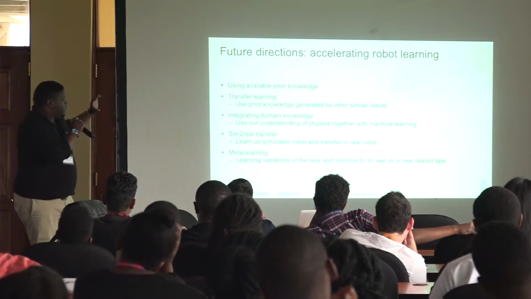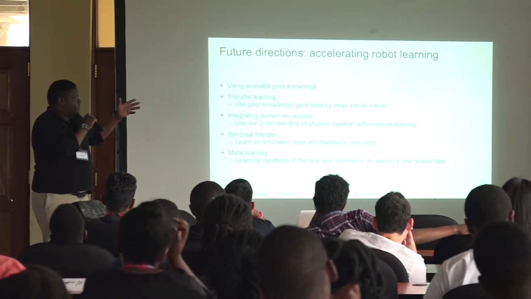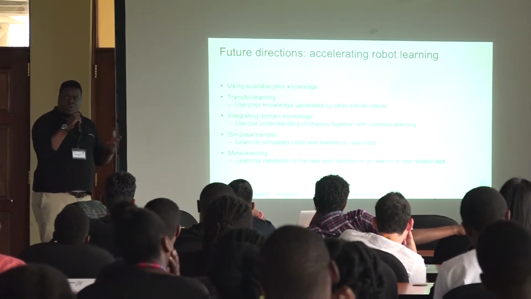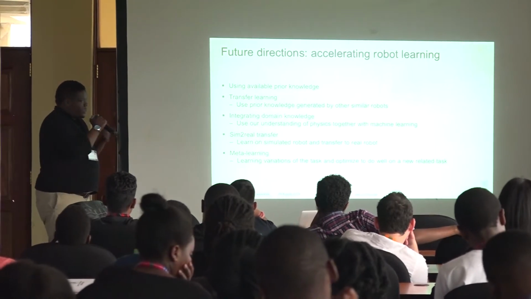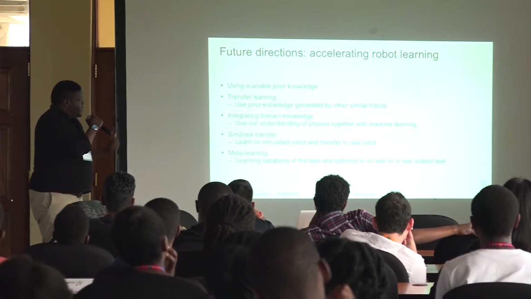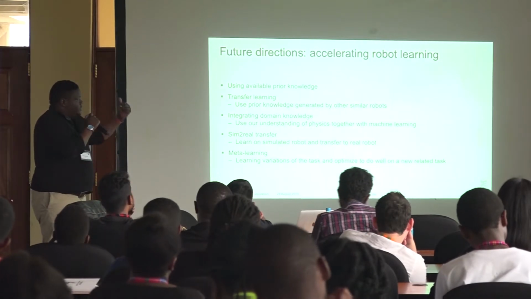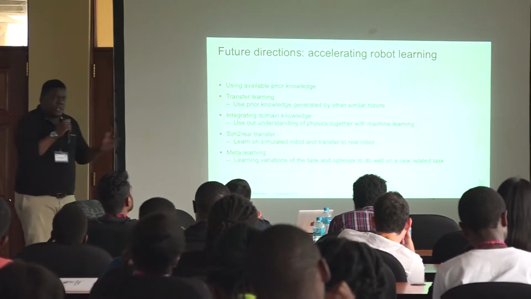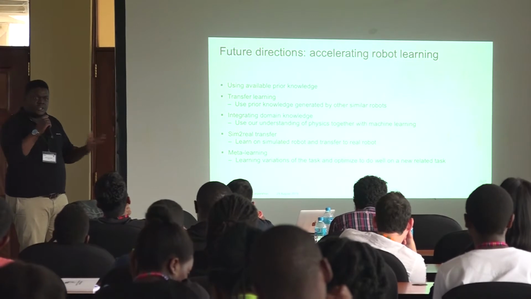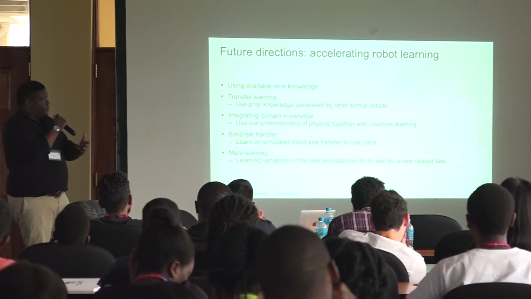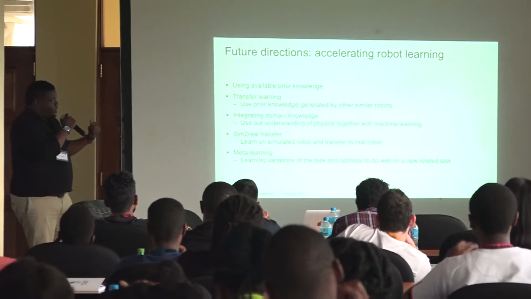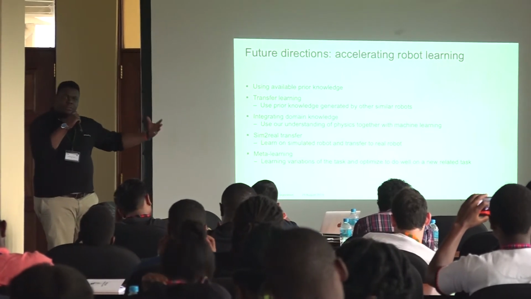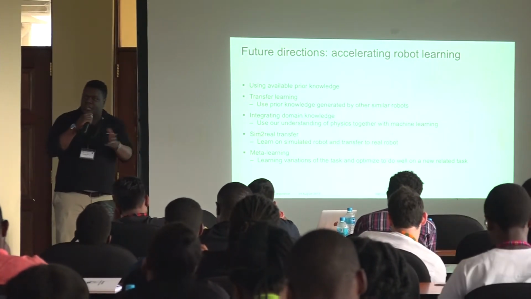So the common thing amongst these approaches is the idea of using any available prior knowledge to accelerate your learning process. The first one, which I've worked in, is if you have multiple robots that are trying to learn the same tasks, instead of each robot learning from scratch, can we reuse some of the data the robot generated in order to accelerate learning for new robots?